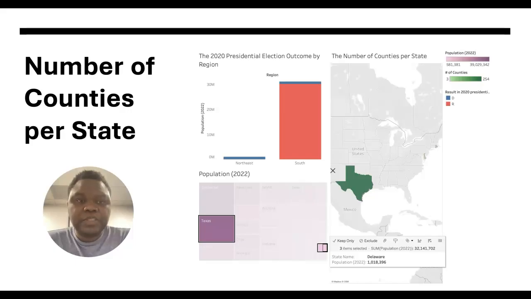Regarding the number of counties per state, this map illustrates the number of counties per state using a gradient scale, with darker shades of green representing states with more counties. Texas has the highest number of counties, while states like Delaware or Rhode Island, on the screen, have very few.